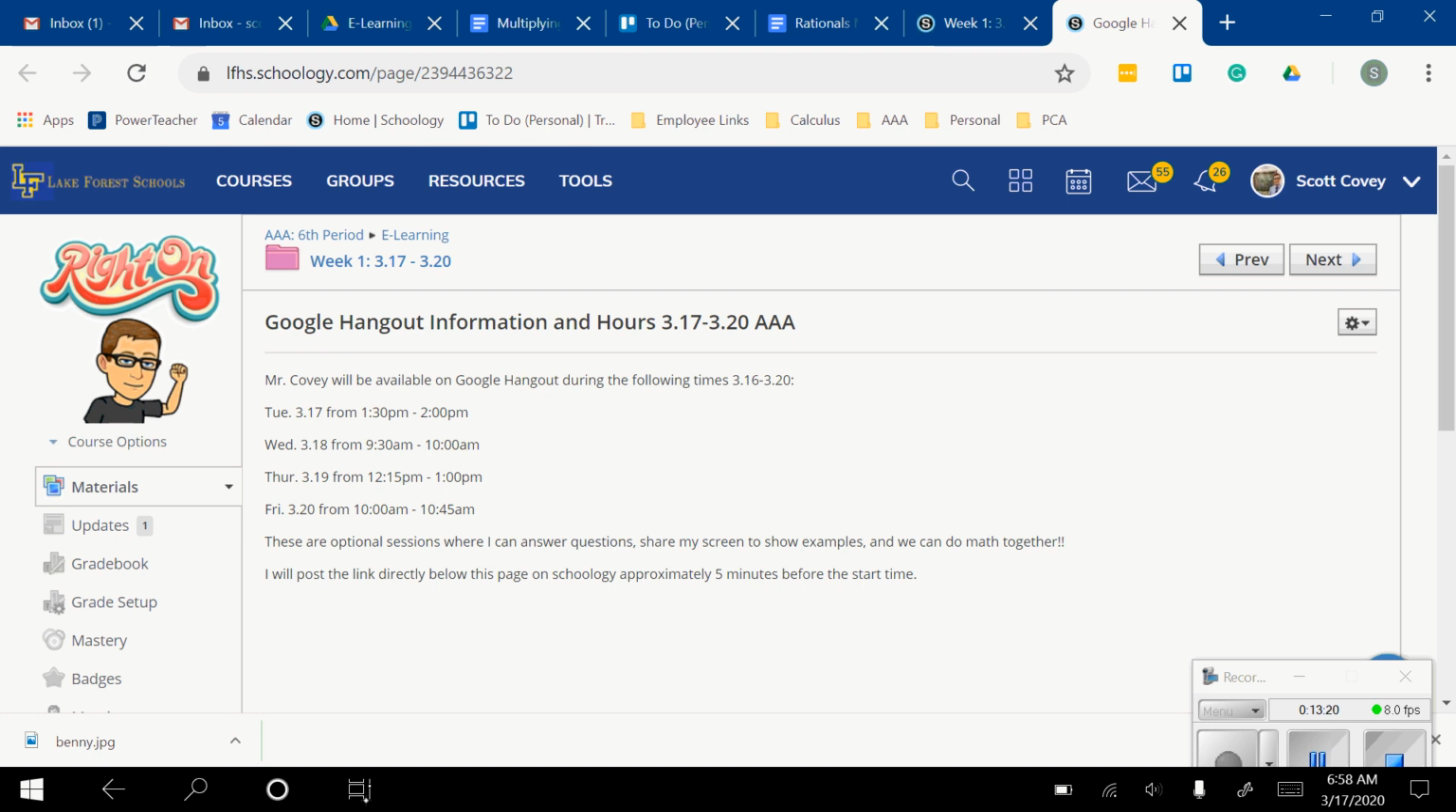The Google Hangout information thing has the hours that I'll be available, and I'll post a link that you can just click and video chat in. If you don't want to video chat, you don't have to. You can just go in there with your camera off and type a question, and I can share my screen and do it. So it doesn't have to be a whole thing like that. If you just want to see me do an example for you in real life, you can definitely use it for that too.